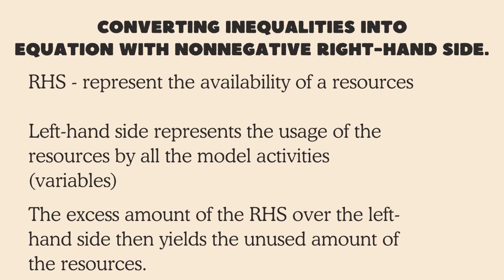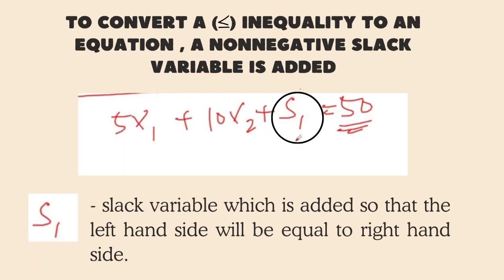Parang ganito siya. So, 5x sub 1 plus 10x sub 2 is equal to 50. Para makompensate natin or mag-equal tayo dito sa 50, ang bubuo doon o pupuno is yung ating slack variable para mag-equal tayo sa ating right-hand side. So, ang slack variable natin is S1. Ito yung pupuno dun sa left-hand side para nga maging equal siya sa 50. Then, we're now going to solve a problem.